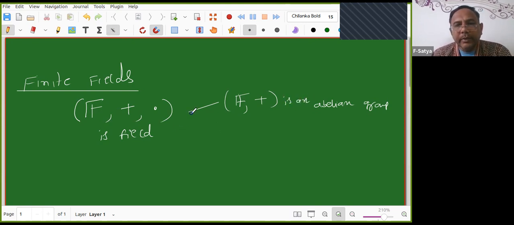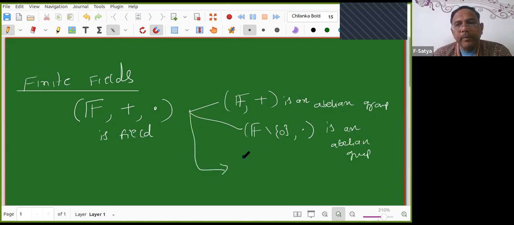So F plus is an abelian group, and then F multiplication, right? F minus 0. If I remove 0 from the field F, then F minus 0 with multiplication is also an abelian group. Okay, and what next? Distributive laws, right? Distributive laws hold. But actually, since it is commutative, one distributive law is sufficient, but in general, it is total.